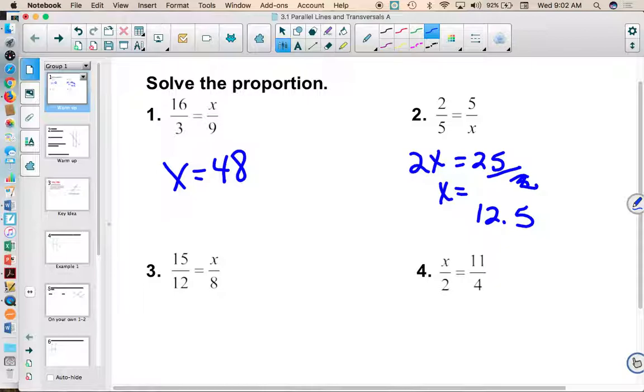This one here was kind of easy. You could tell by looking at it. To go from 3 to 9, it was multiplied by 3. That one you could see. Number 2, you didn't just see it straight off. What about number 3? What's the value of x in the proportion on number 3?